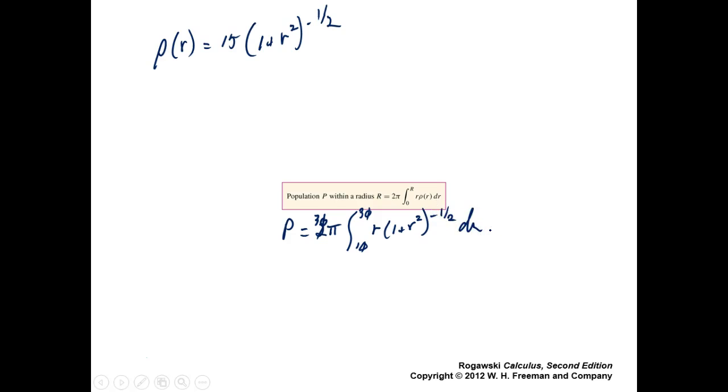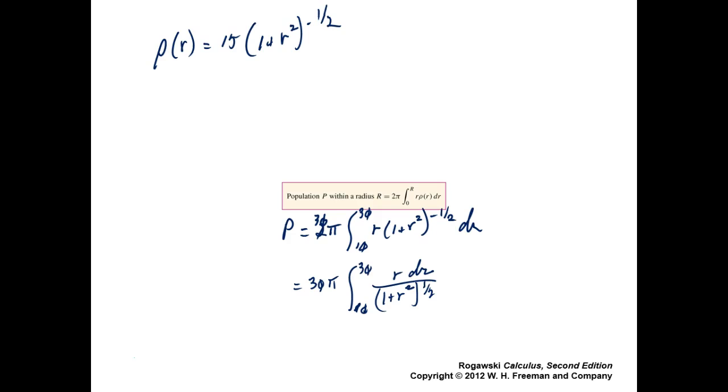And I'm almost going to eat my words here, because in this problem I don't want it written like that. I want it written like this. Again, I'm going to put the 30 pi, and I'll backtrack on that too in a minute. Integral from 10 to 30 of r dr over 1 plus r squared to the 1/2. I'm going to leave the 1/2 in there, but put it down below.